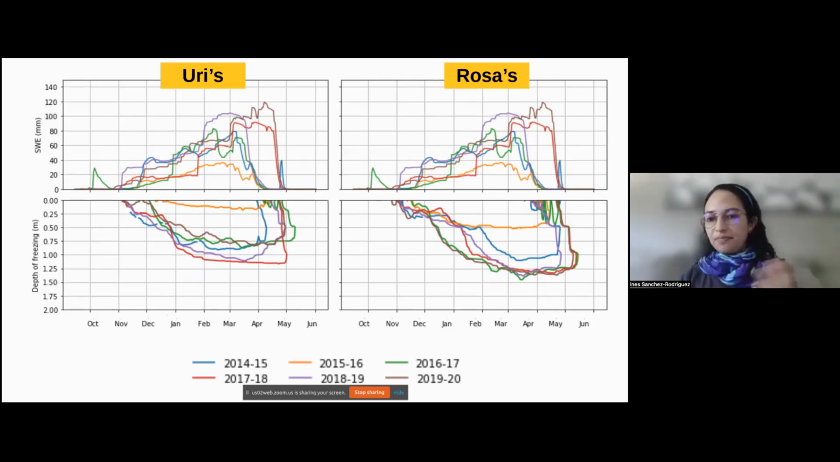However, if we pay attention to what happened in 2015, the orange line, actually the smaller snowpack has the shallowest frozen depth. And if we check the bigger snowpack, we find the deeper frozen depth. So it is clear that the snowpack is not the only factor that impacts the frozen depth.